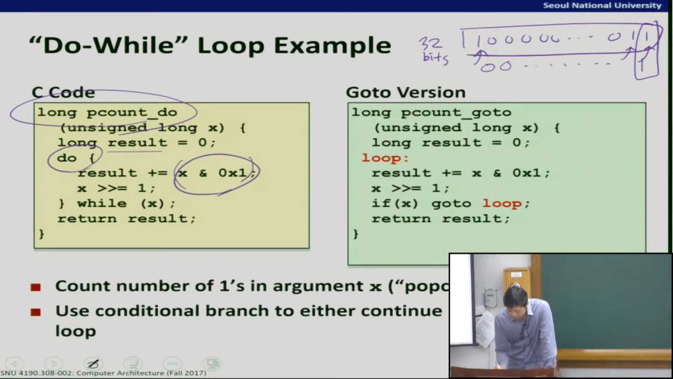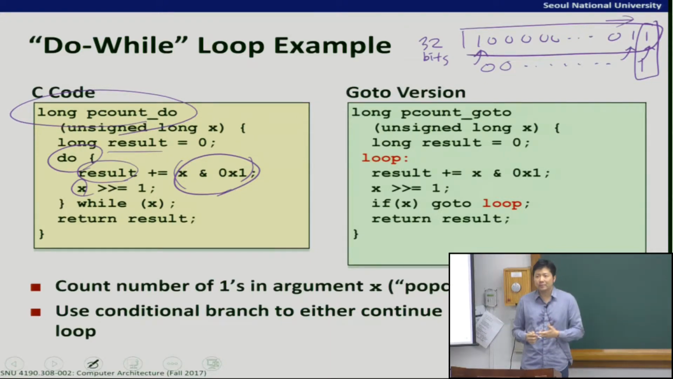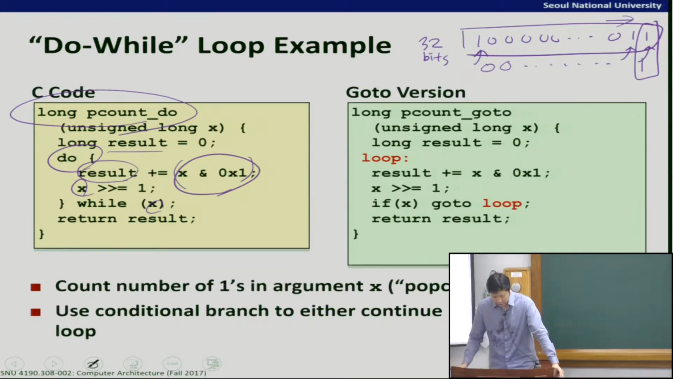So if this value is 1, then you add 1 to the result. If this value is 0, then you add 0 to it. So you update the result, and then you shift this original operand by 1 to the right. So we shift the entire bit stream to the right by 1 bit, and then we repeat this process until the value of x becomes 0. Okay, so that's a very simple function to calculate the number of ones in your value.